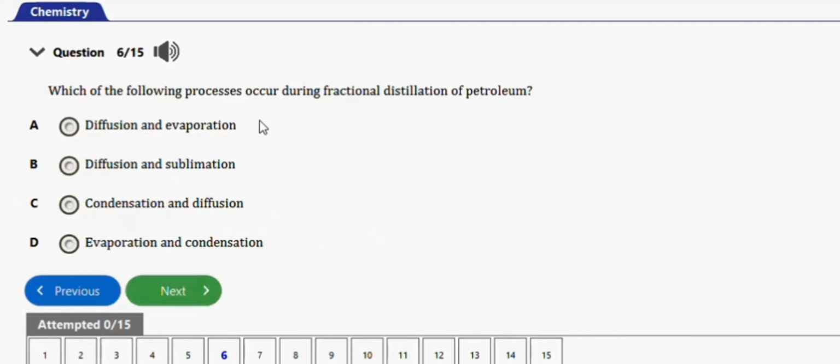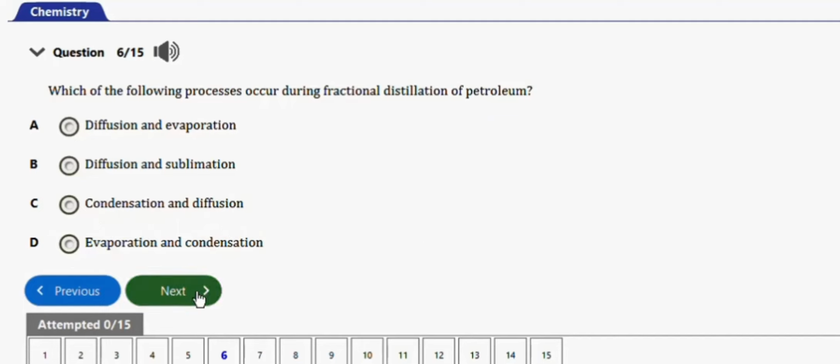Next question is this one. It says which of the following processes occurs during fractional distillation of petroleum? Diffusion and evaporation, no. Diffusion and sublimation, no. Condensation and diffusion, no. Evaporation and condensation, yes. The right answer is option D. Alright, so that's it for this question.